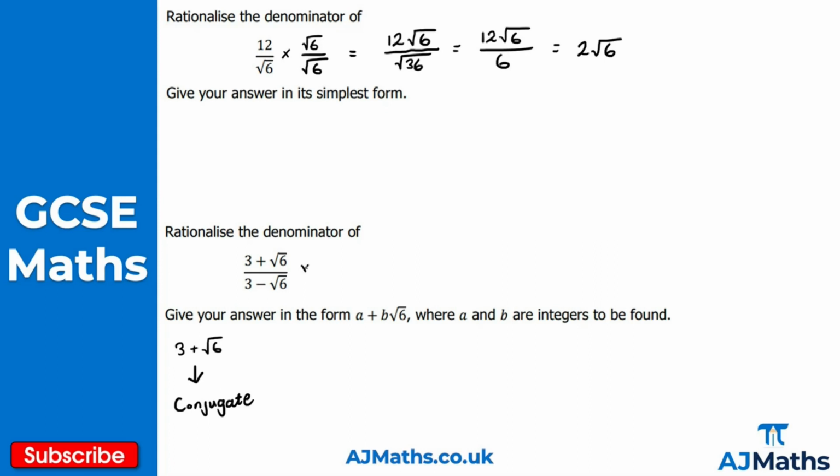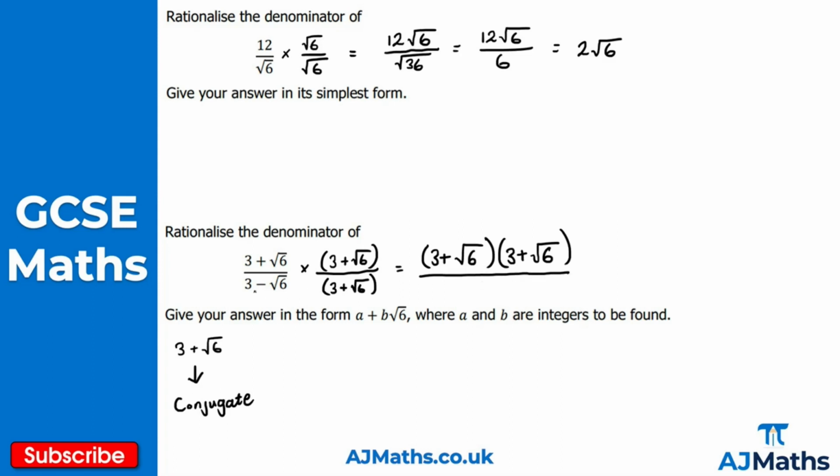So if we do that here, times top and bottom by 3 plus root 6, do the same here, 3 plus root 6. So what I'm going to get now is a product here of 2 brackets. So if we write these out in full just so we can see everything clearly. In the numerator, we've got 3 plus root 6 times 3 plus root 6. So 3 plus root 6 squared. That's our numerator.